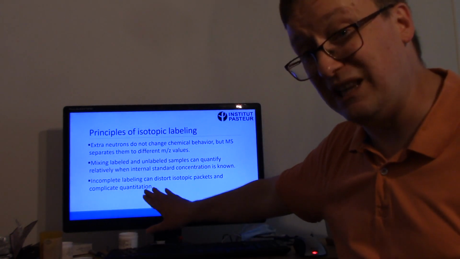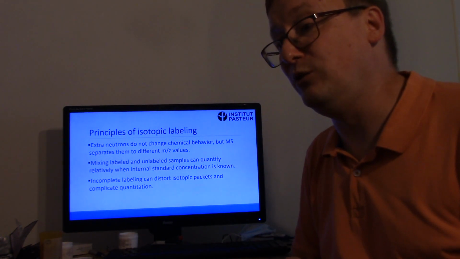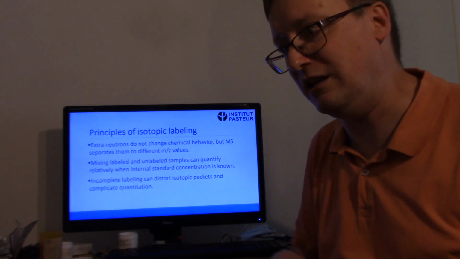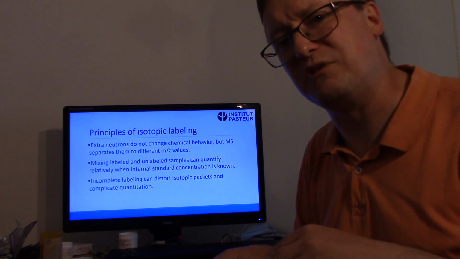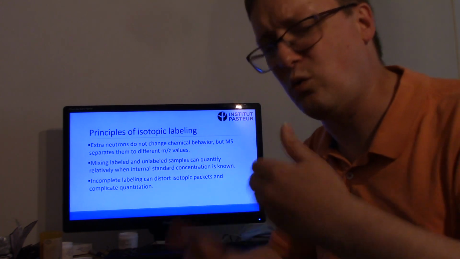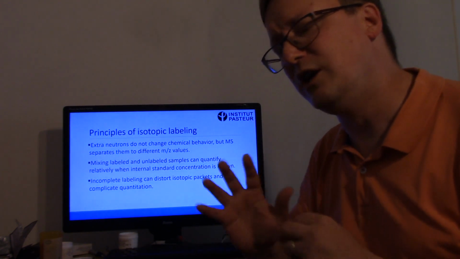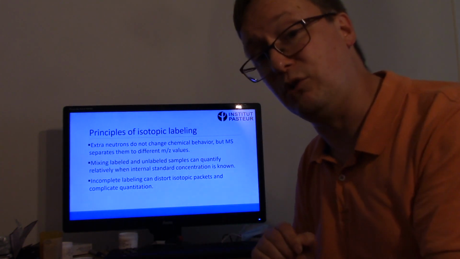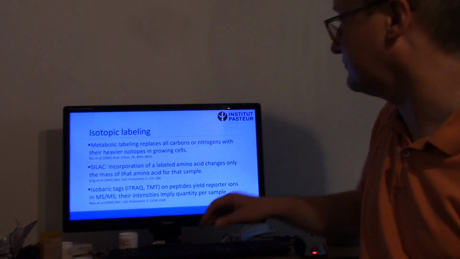However, incomplete labeling can be a really big problem. If you have only 90% of the proteins in a cell culture labeled, and then try to mix that with something unlabeled in order to quantify them versus each other, you're going to run into a big problem, because now your labeled sample is contributing some extra to the unlabeled channel. So that's going to complicate things for us.